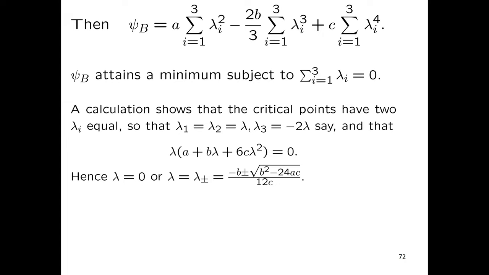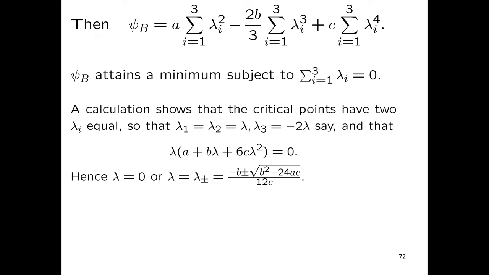And the calculation shows that the critical points have two lambda i equal. So suppose that lambda 1 and lambda 2 are lambda, and lambda 3 is minus 2 lambda, and that this equation holds. So either lambda is zero, or lambda is a solution of this quadratic equation. This is zero, and the roots of that are lambda plus or minus, as shown.